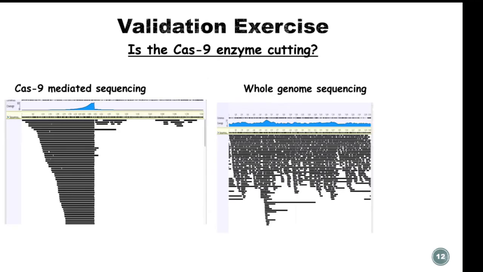So this is the map. It's a picture of a mapping of Cas9-mediated sequencing against another experiment that we did. The whole genome sequencing was when we didn't do any end blocking, we just took the DNA and added sequencing adapters. So this one was not targeted, whilst the Cas9 was targeted. And you can see deep sequencing for the Cas9 as compared to the whole genome.